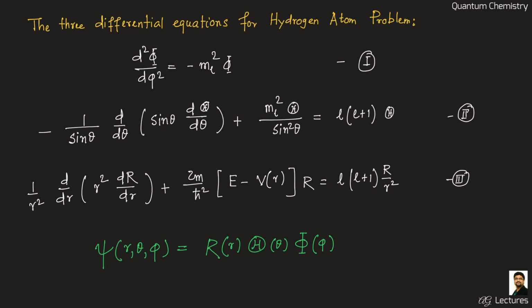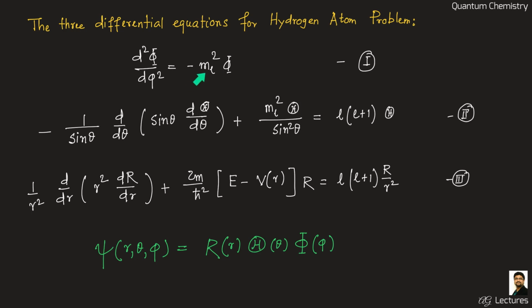So what are we supposed to do next? What we should do is solve these three equations one by one, and then we should get the solutions, which are the functions capital phi, capital theta, and capital R, and then we should plug them in here to get the total space part of the hydrogen atom problem. So we'll start solving from equation 1, and we'll see that after solving, only certain values of ml will give an acceptable solution. By acceptable solution, I mean acceptable quantum mechanically.